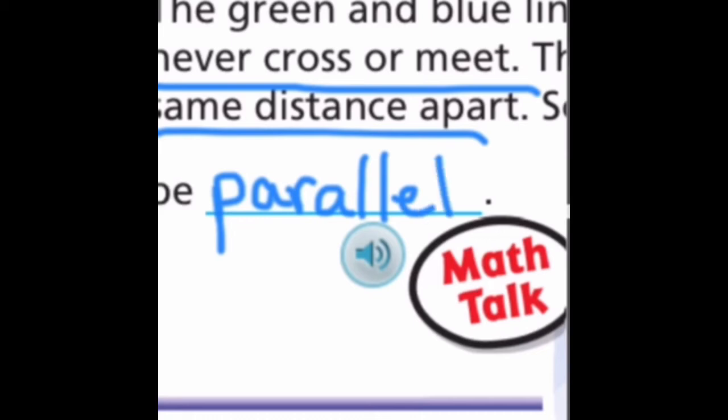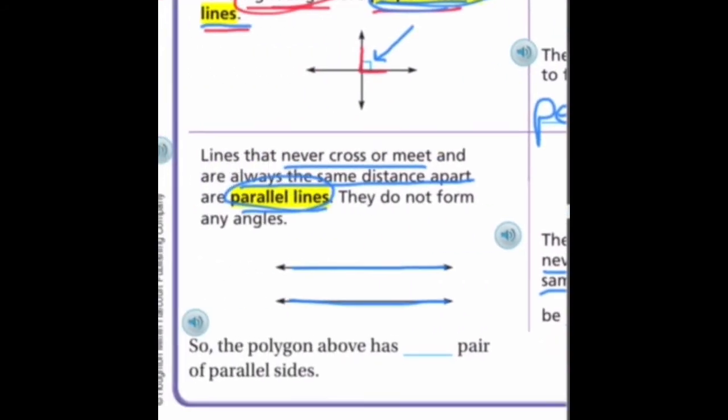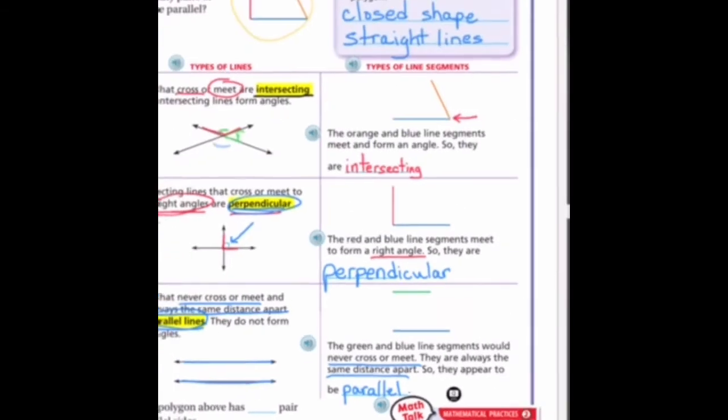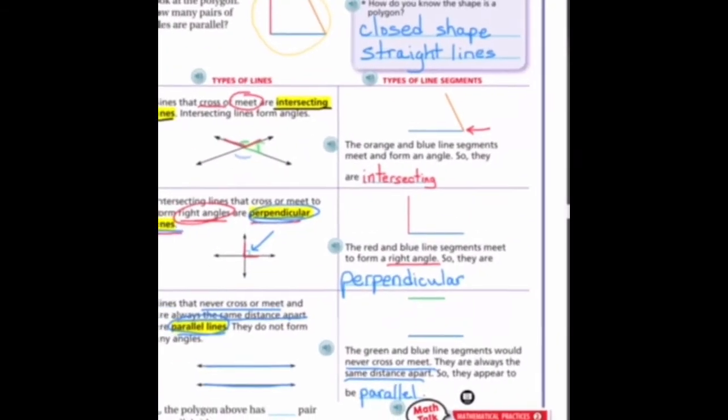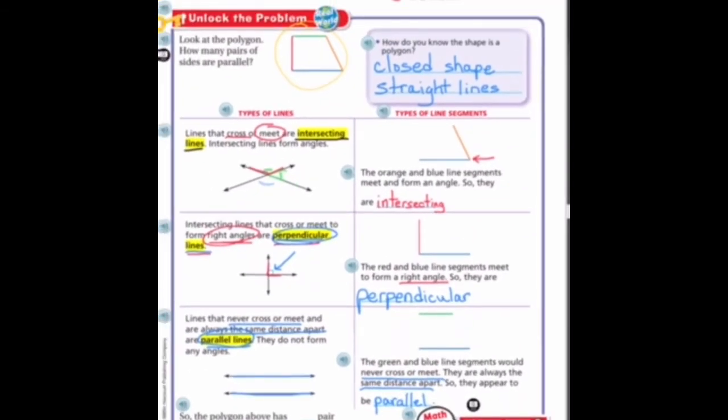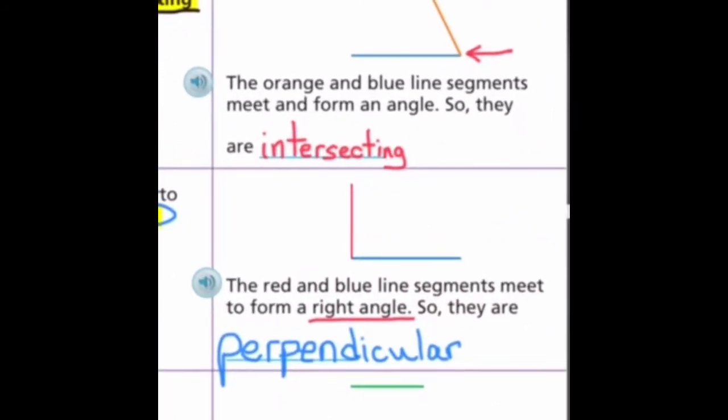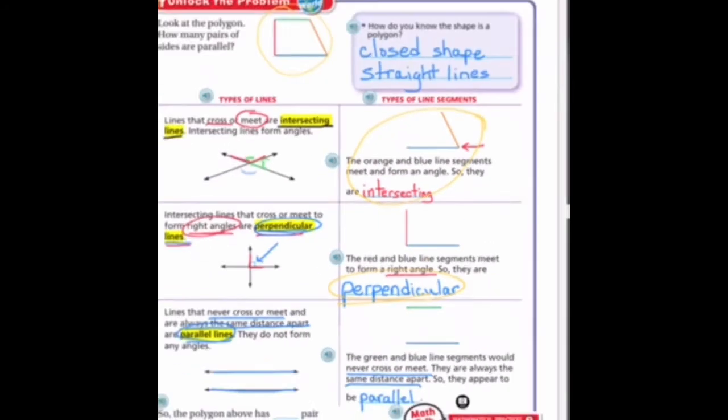A-L-L-E-L, parallel. Okay, and there's our definition right there, parallel. All right, so those are the three basic things we need to know for this lesson. Intersecting, which is right here. Perpendicular, which is also intersecting, by the way. And then parallel, never crossing.